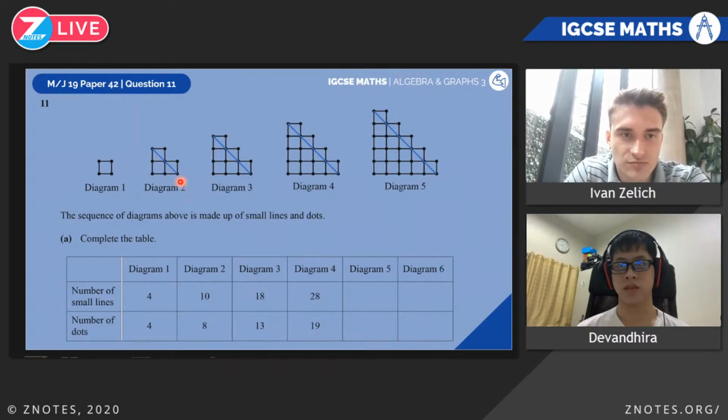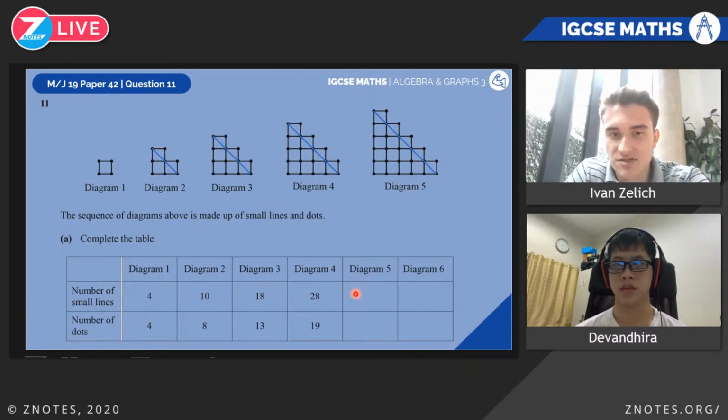So 2 times 2 accounts for this, plus 2. Same thing here, you have 2 times 3, these little extras, plus 2. So this is what we're adding each time for small lines. So we can calculate simply for our diagram 5, or we can use our formula. So the small lines, we're going to add 2 times 5, and then another 2. So in fact, it's like 2 times 5 plus 1, so 2 times 6. We get 40. So we add 2 times 6, which is 12, and add that to 28. And then the next one will just be 2 times 7, so it's 54.